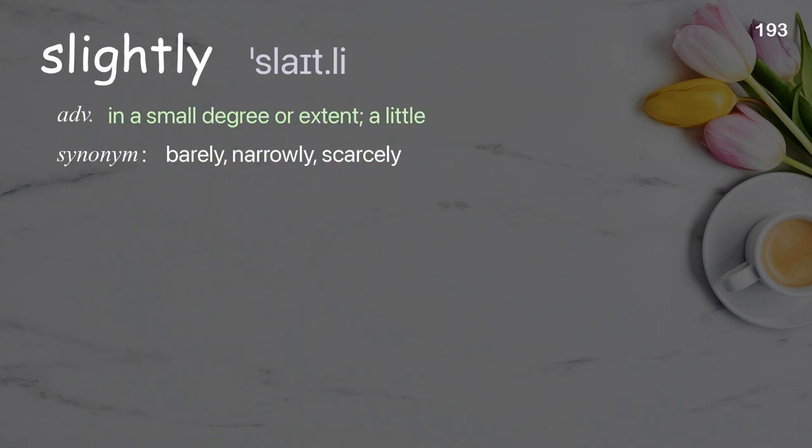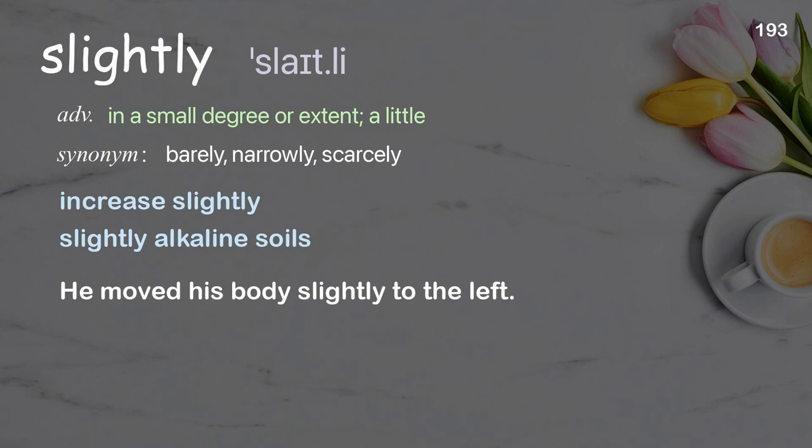Slightly. In a small degree or extent, a little. Examples: increase slightly, slightly alkaline soils. He moved his body slightly to the left.